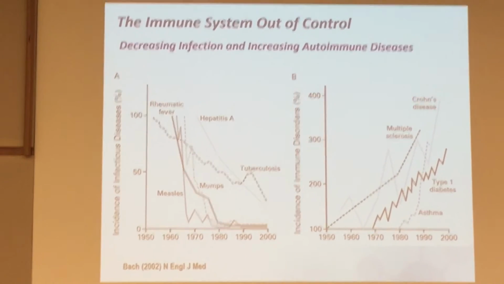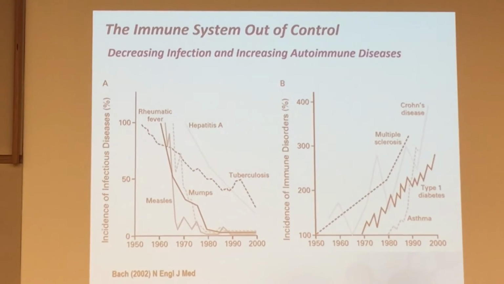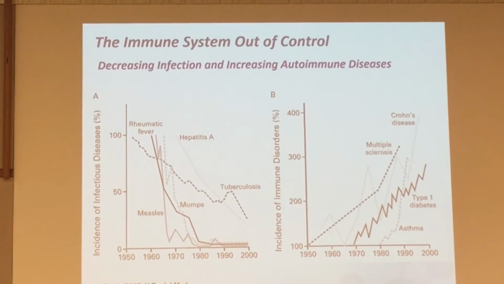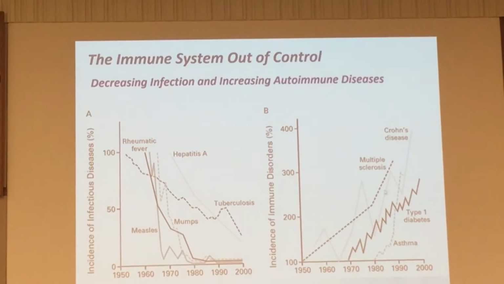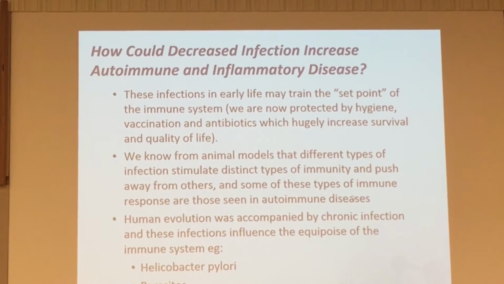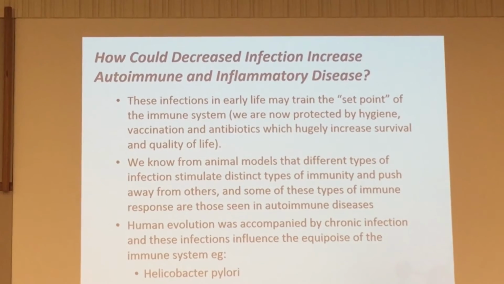But at the same time, maybe one of the side effects of doing this is that we're getting an increase in these autoimmune type diseases. And you can see some of these diseases have doubled or tripled or even quadrupled over the last 50 years. So what's the relationship between infection and these diseases?